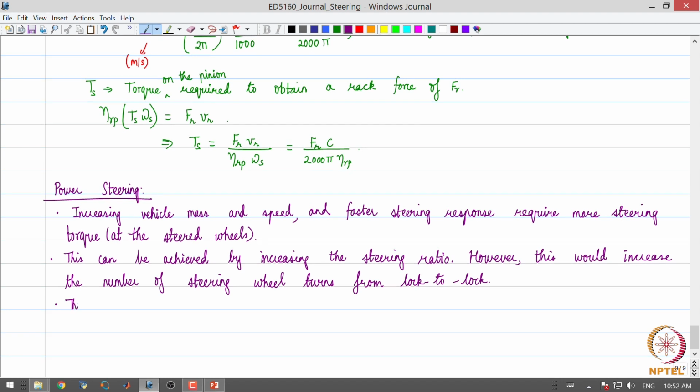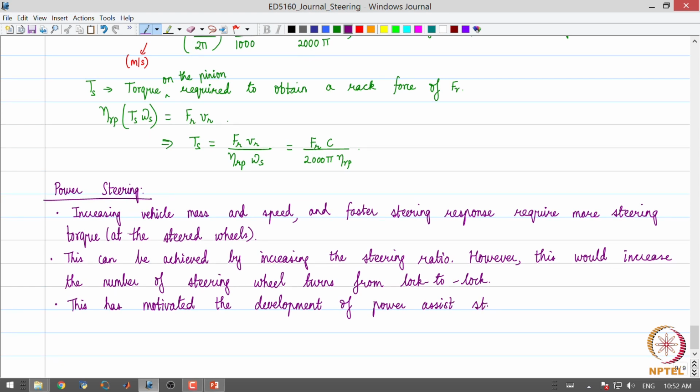So, all these factors have motivated the development of power steering or power assist steering systems.